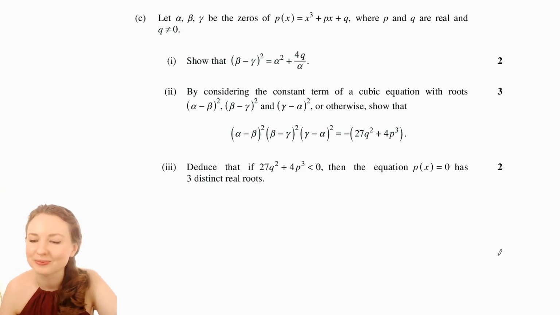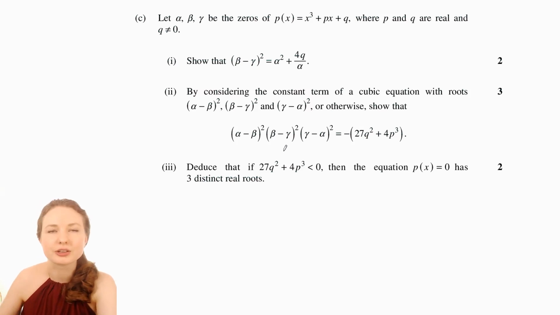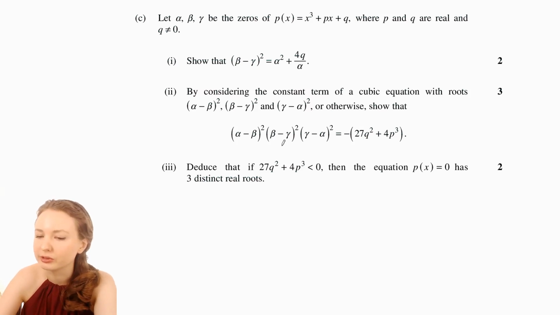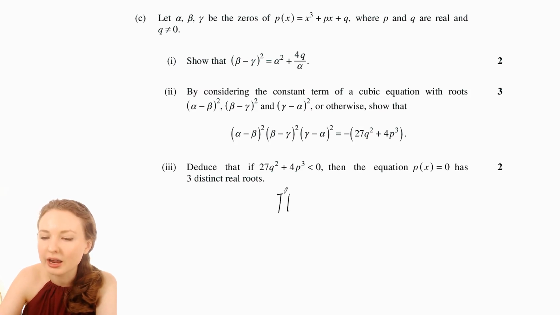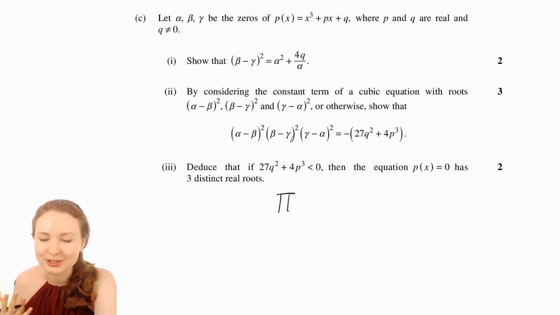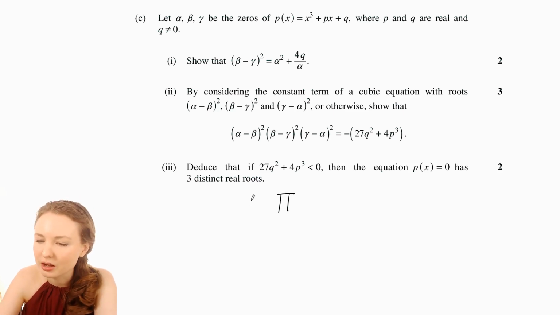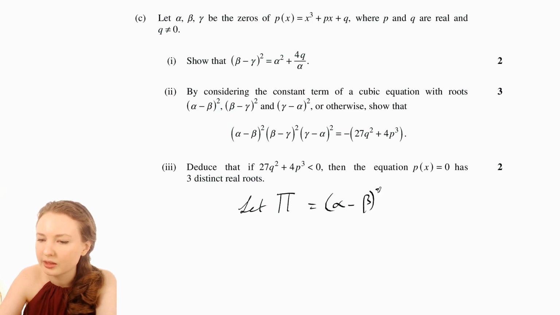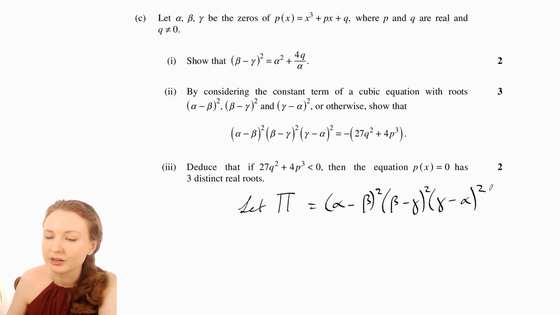Part 3. So with this one, because I don't want to have to write this out a bunch of times, I might actually give that a variable. So I would call that capital pi, because that's often used for a product, the same way that sigma is used for a sum. So we can say let pi equal that, and then I won't have to write that whole thing out again, which will be convenient.